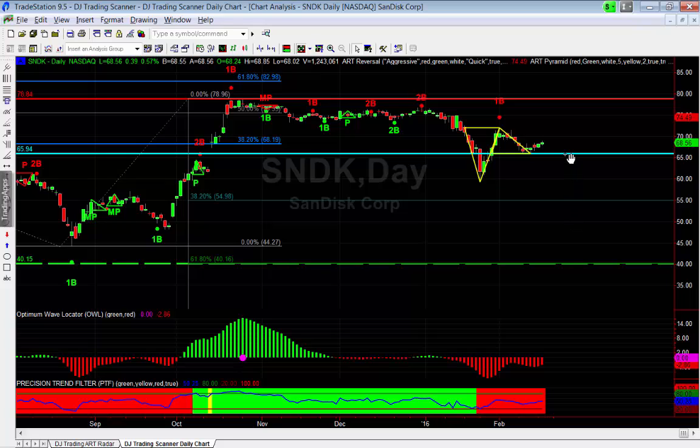But I've got my entry price, and notice I'm not at the entry price yet. It's this blue line. I'm waiting for it to come down and confirm my entry, but my entry is at 65.94. My stop is up here at 78.84, and my target price is 40.15. So let's plug that into the calculator.